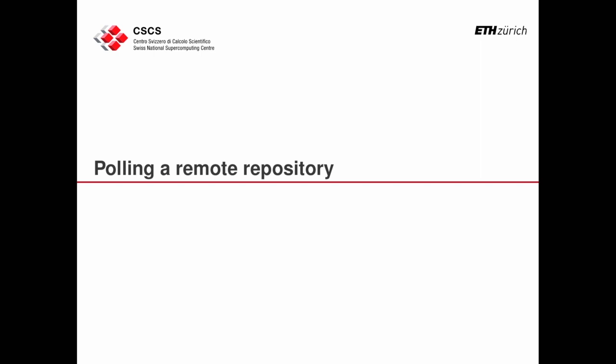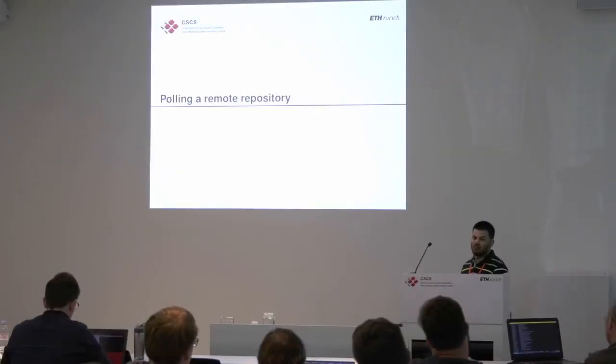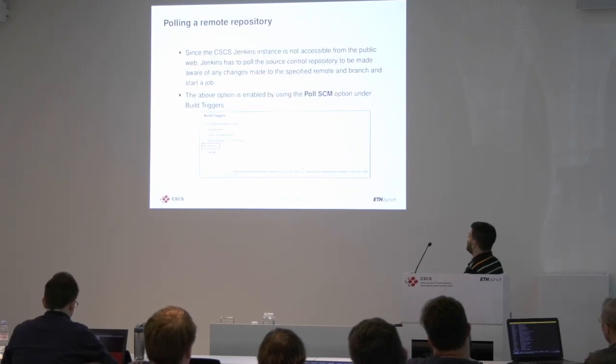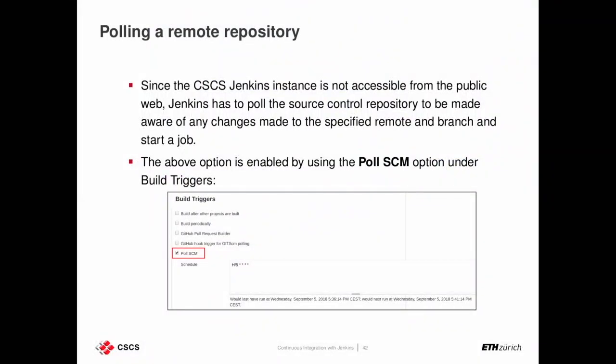As I told before, there are various ways to trigger a Jenkins job to start executing. Webhooks is one of the best ones, but it would not work here since our Jenkins is not on the public web. So we have an alternative, polling a remote repository, and as I told you, it's not available in public. I will show you live how this works.